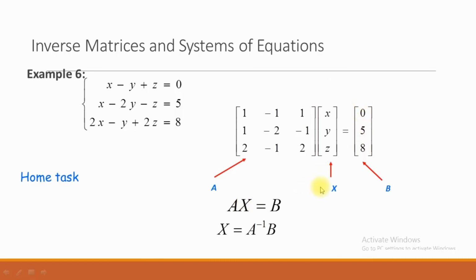So AX is equal to B. You can write simply AX equals B. After AX equals B, we can write X equals A inverse B. So first of all, find the determinant of the coefficient matrix. If the determinant of the coefficient matrix is not equal to 0, then find the inverse of the matrix, and then multiplying the inverse of the matrix by the constant matrix, we get the solution of this system. And this is the home task for you.